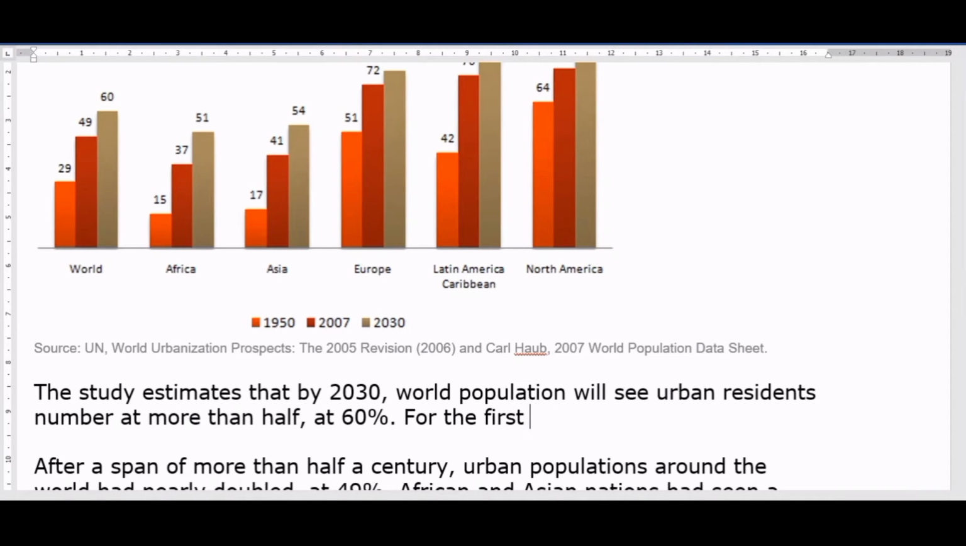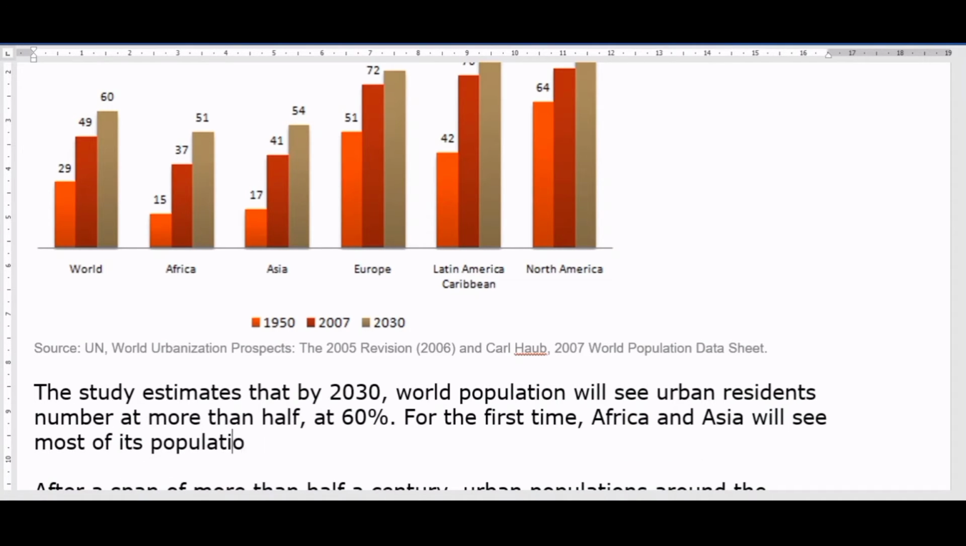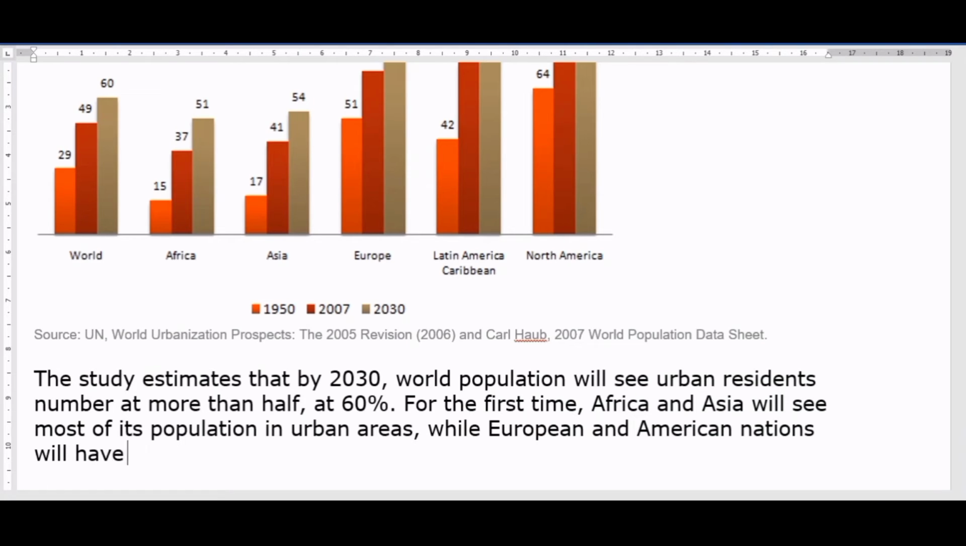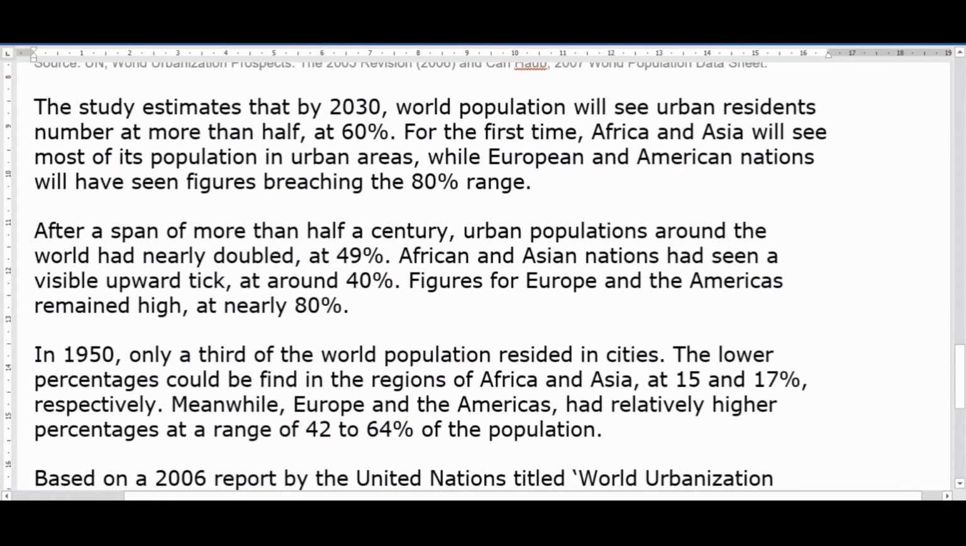For the first time, Africa and Asia will see most of its population in urban areas, while European and American nations will have seen, so that's the future perfect tense, will have seen figures reaching the 80% range. Okay, so that's the end of the description over there.